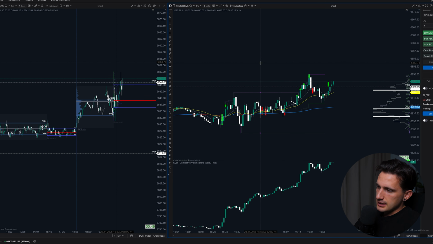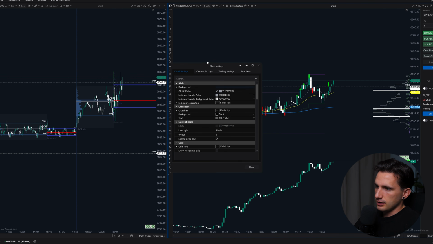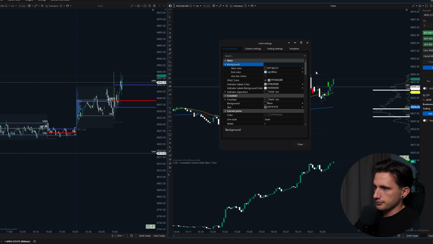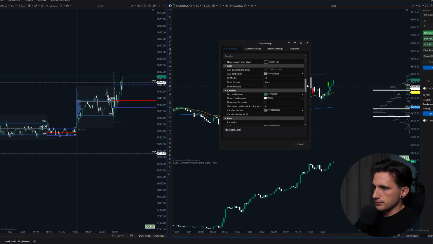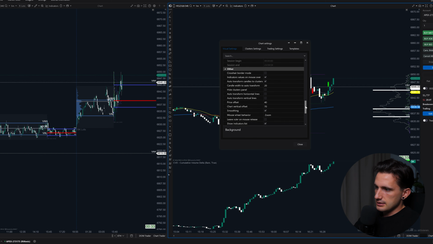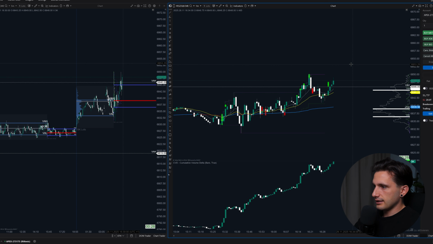Now when you want the same colors as I have right here, I will go into the settings as well, and you can copy these settings, right? So let's go through very quickly, and you can pause it and get these settings. So that's my whole setup on my orderflow platform right here.